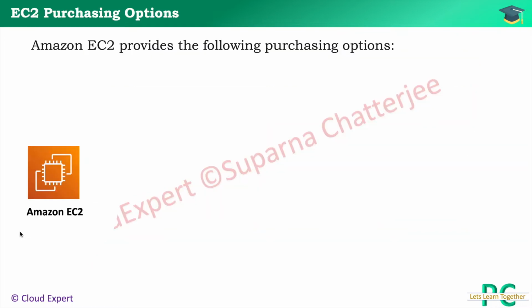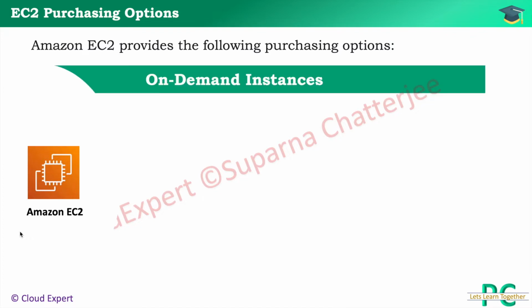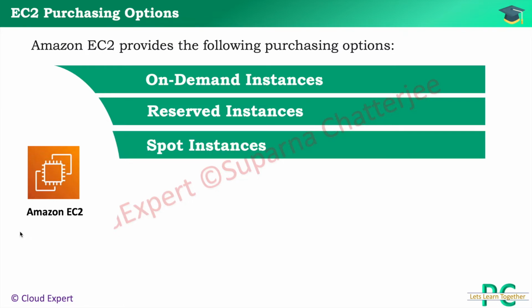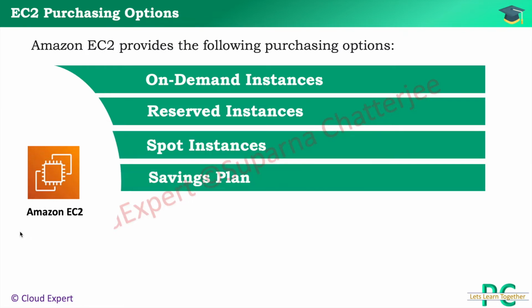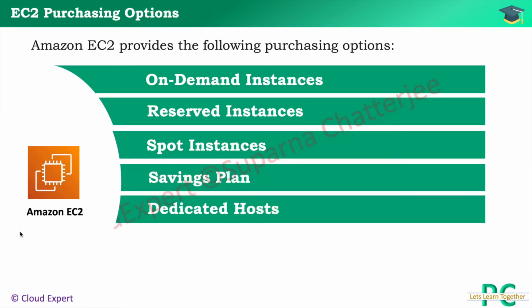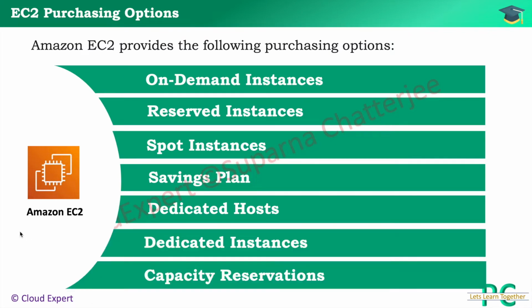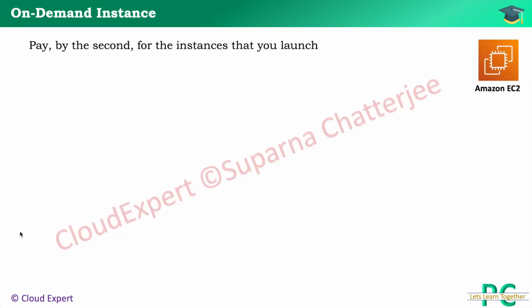Now let's review the EC2 purchase options. First, on-demand instances, then reserve instances, followed by spot instances, then savings plans, dedicated hosts, dedicated instances, and last but not least, capacity reservations. Now let's deep dive each purchase option one by one. We'll start with on-demand instances.